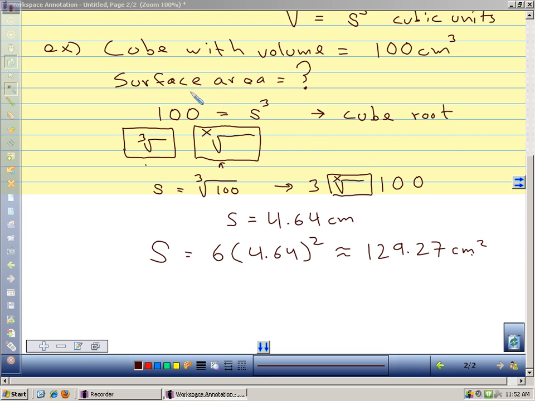So if we have the volume of the cube, and you'll see these kinds of problems in your homework, if you have the volume of the cube and you want to find the side length, you have to take the cube root of the volume. And that's going to be one of these two kinds of buttons, most likely on your calculator.